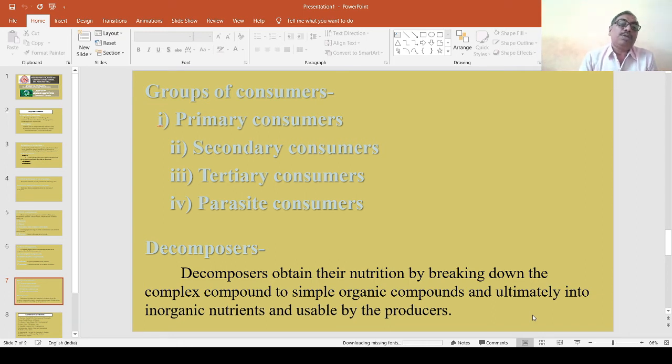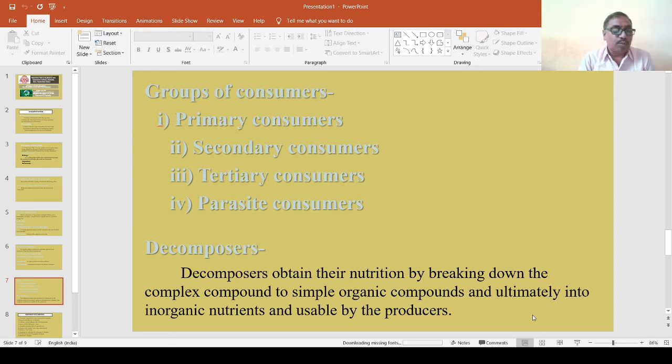Then the groups of consumers. There are different groups of consumers. First one is primary consumer, second one is secondary consumers, third one is tertiary consumers, fourth one is parasite consumers. About the first, that is the primary consumer. Primary consumers are herbivorous animals which depend for their food on green plants. And these are rabbit, cow, deer, goat, etc.